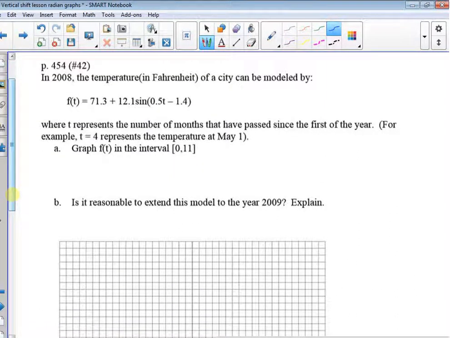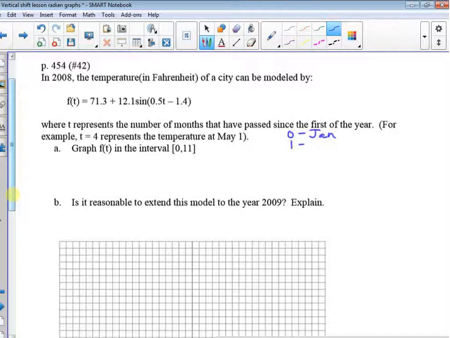In 2008, the temperature in Fahrenheit of a city can be modeled by, and look at all those decimals in that equation. T represents the number of months that have passed since the first of the year. For example, T equals 4 represents the temperature at May 1st. So that means at 0 months, we are talking about January's temperatures.